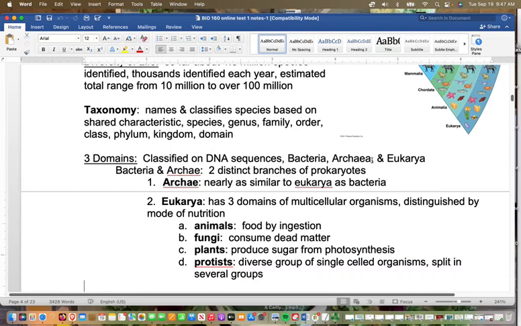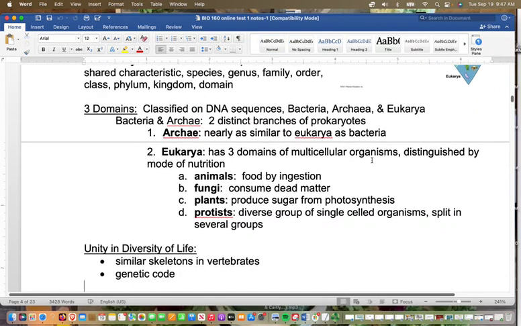The eukarya have 3 domains of multicellular organisms, and then some that are single-celled, and they're distinguished by their mode of nutrition. So with animals, their food is going to be acquired by ingestion. Fungi consume dead matter. Plants are going to produce sugars from photosynthesis. And then we have the protists that are single-celled organisms that are very diverse, and they're split into several other groups.